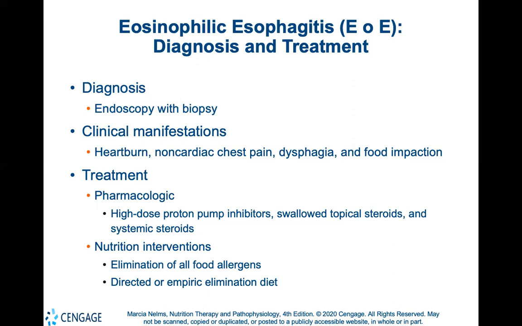Pharmacological treatment includes high dose proton pump inhibitors, swallowed topical steroids, and systemic steroids. The first nutrition therapy option is an elimination of all food allergens by substituting a chemically defined formula as the only source of nutrients. The next option includes a directed or empirical elimination diet. The empirical elimination diet removes the most common food allergens, which include soy, milk, egg, wheat, peanuts, tree nuts, and seafood. After elimination for 8 weeks, foods are reintroduced one at a time.